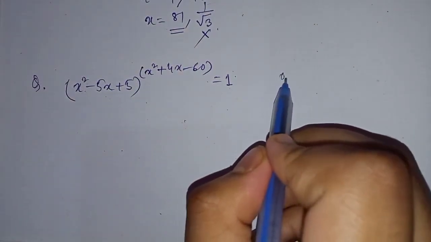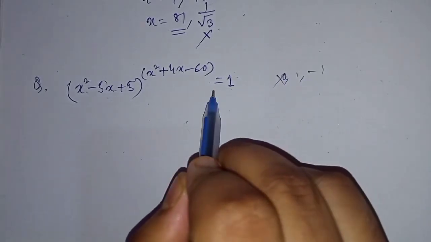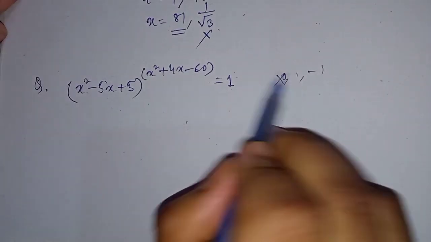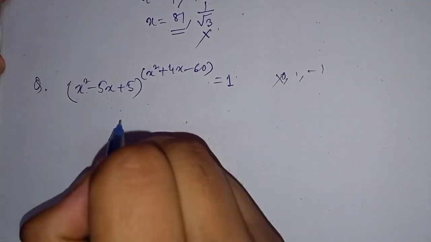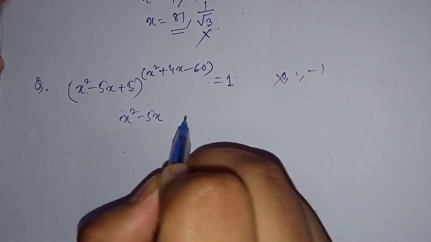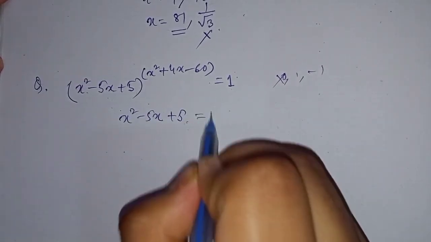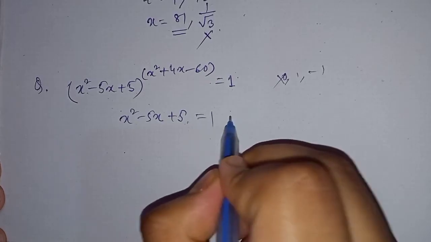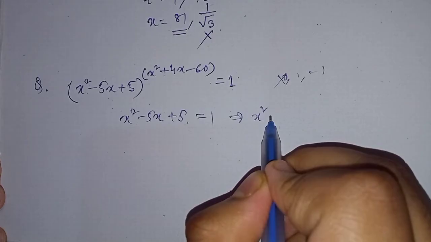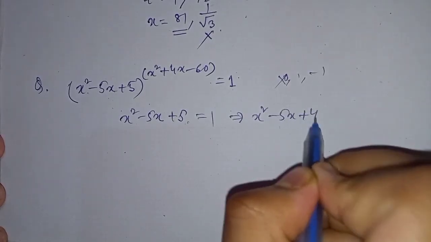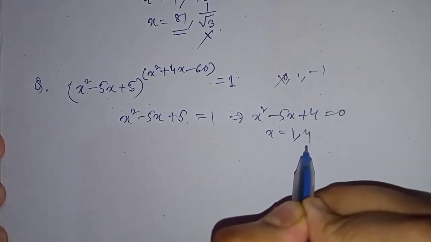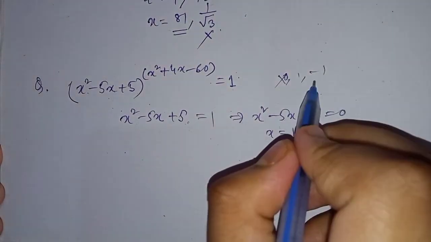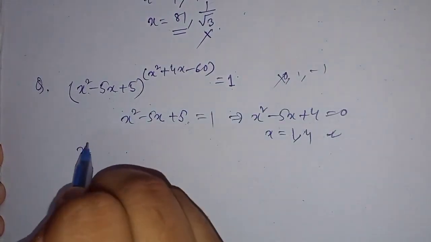So out of our trivial cases 0, 1 and -1, we have already eliminated 0. Now we will check whether 1 is one of the trivial solutions or not. 1 to the power anything is 1, so 1 may be a solution. x square minus 5x plus 5 equal to 1. If we solve for this, then we get x squared minus 5x plus 4 equal to 0, that implies x equal to 1, 4. So it satisfies, accepted.